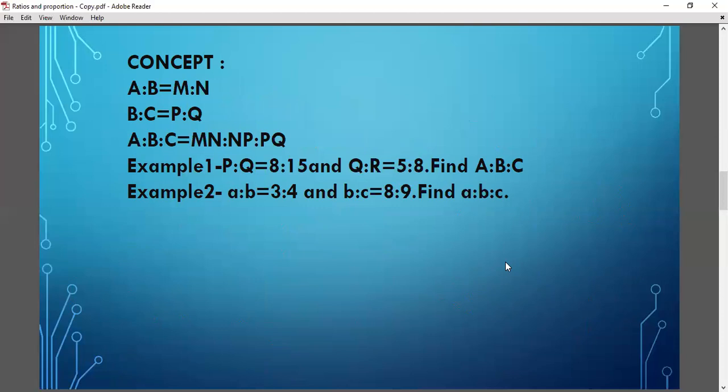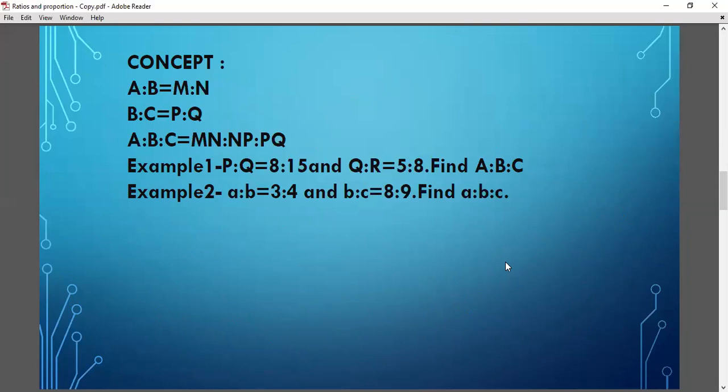Now the next concept is, let's say if two quantities are given and they are related to each other as some ratio. Let's say A is to B is equal to M is to N and B is to C is given as P is to Q. So A and B are related to each other in ratio as M is to N and B and C are related to each other in ratio P is to Q. Now you need to find the combined ratio of A is to B is to C.